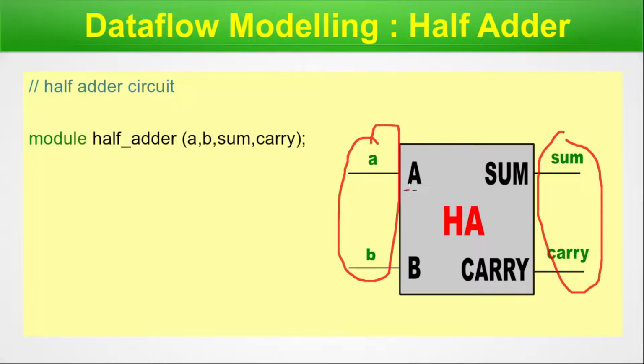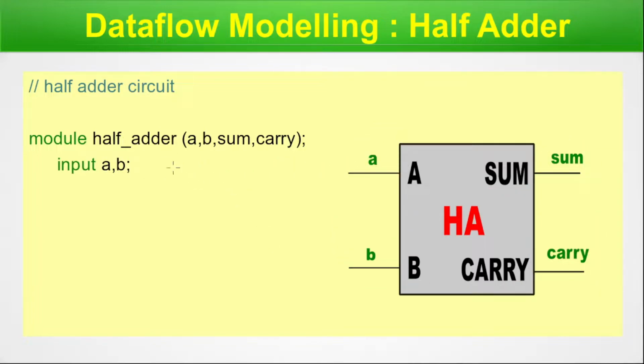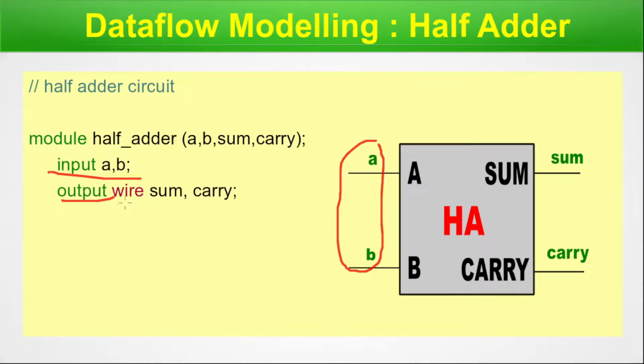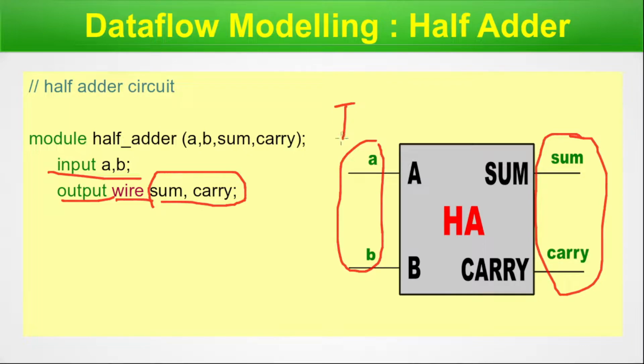So here A is in upper case, B is in upper case, sum is in upper case, carry is in upper case. And when we are using the nets, the sum or carry, these are ports here. So we define these two as inputs with this input command, and we define output and type wire for the sum and carry. So this sum and carry we have defined as outputs. So these are inputs and these are outputs. So this way we define the in and out with these two statements.